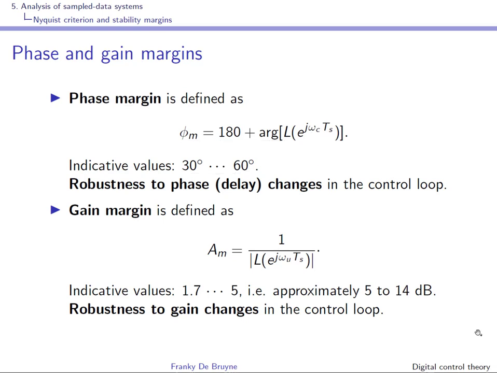Once you have the ultimate frequency or the phase crossover frequency, the gain margin is 1 over the gain of the loop gain at that particular frequency. Indicative values are in the range between 1.7 and 5. If you express this in dB, you have a range that is approximately, and again, these are indicative values, 5 to 14 dBs. The gain margin tells you how much robustness you have to gain changes in the control loop.